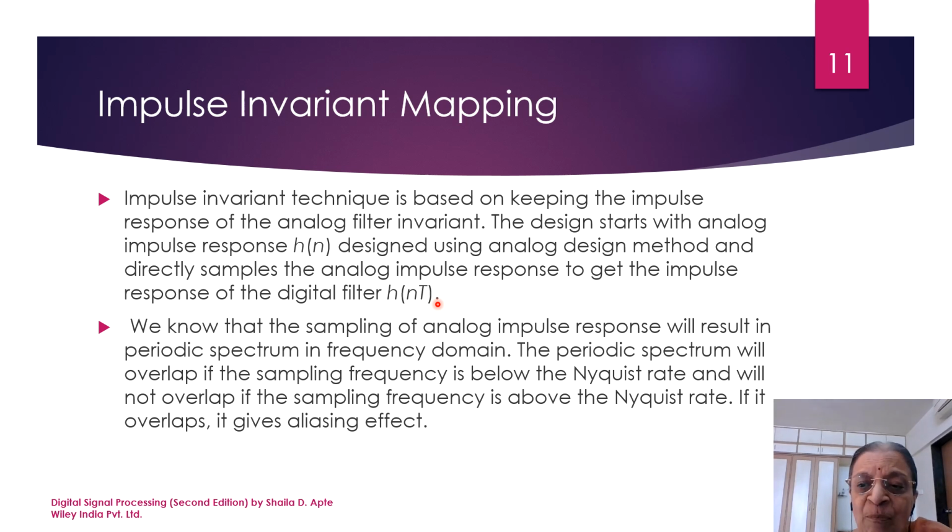Right. So when we sample the impulse response in the time domain, in the frequency domain it will result in a periodic or replicated spectrum. This periodic spectrum will overlap if the sampling frequency is below the Nyquist rate. This we already know, and it will not overlap if the sampling frequency is above the Nyquist rate. So it all depends on the sampling frequency. If the sampling frequency is appropriate, then definitely the aliasing effect will be minimal.